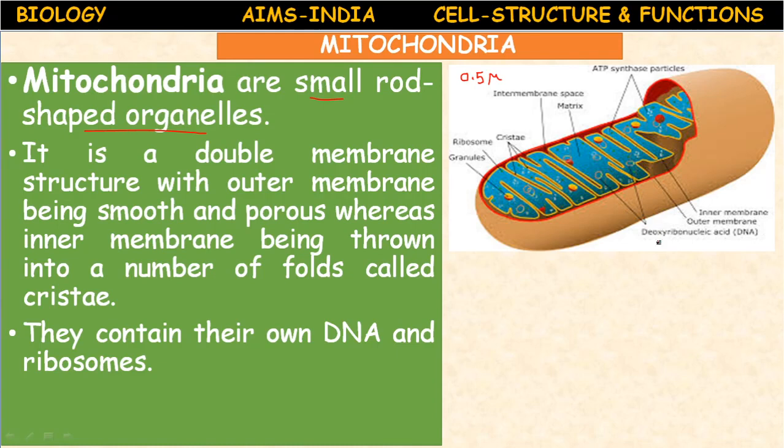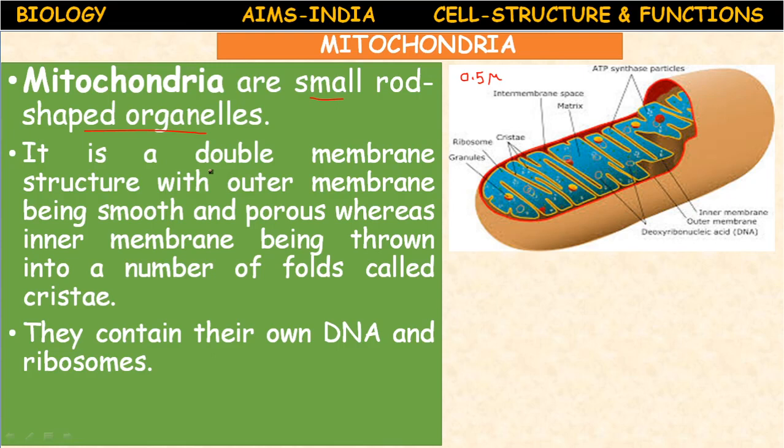When seen under an optical microscope, the mitochondria appear oval or cylindrical, like cylindrical dots in the cell. This is the structure representing the electron microscopic view of mitochondria. Okay, let us proceed to the structure of mitochondria.